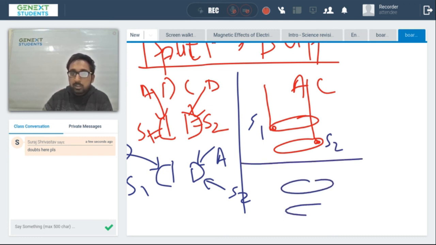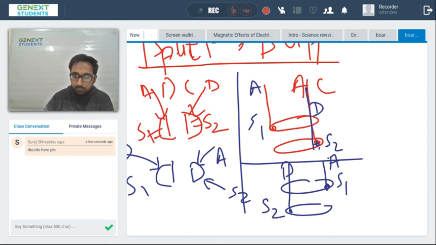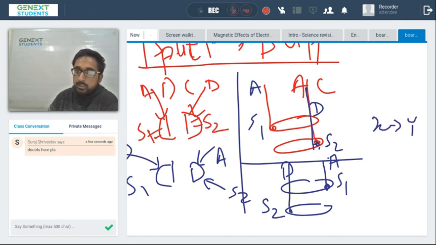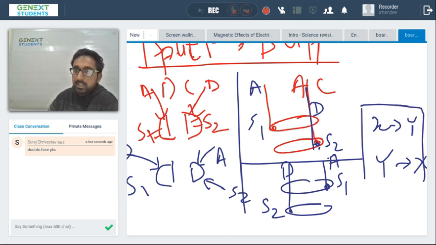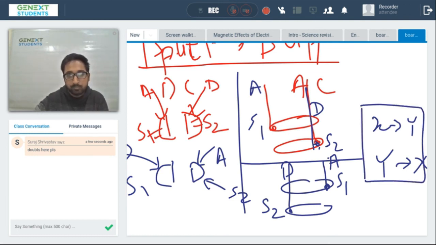What happens after a rotation? After a rotation, this is A. This is D, which is attached to this point, right? So A will be attached to this only, and D will be attached to this part. So initially A was attached to S1, now also A is attached to S1. Initially D was attached to S2, now also D is attached to S2. Therefore, current fluctuates from X to Y, then from Y to X, like this. Therefore, it becomes an alternating current, and that is known as AC.